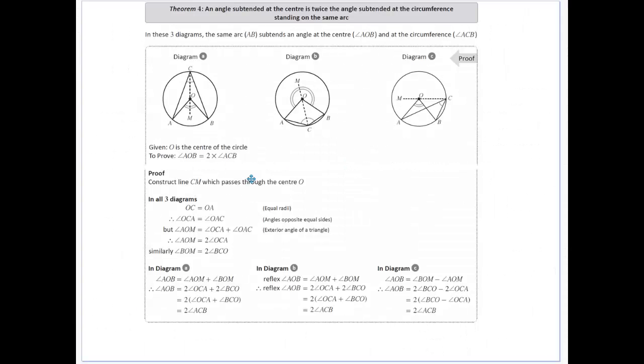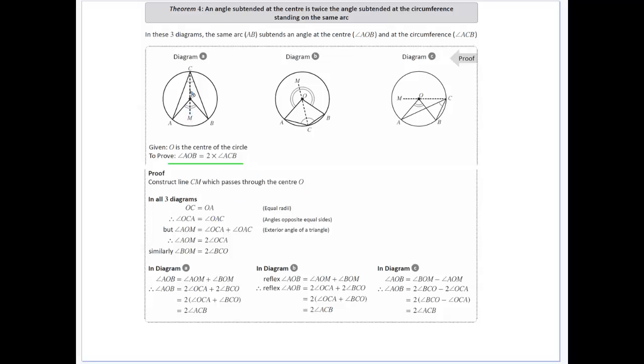Now, what is the proof of that? So there's our three diagrams we just saw, those three situations, and in each one we're trying to prove that the angle at the center is twice the angle at the circumference. So that's what we want to prove. In all of them, there's the same labeling in each of them.